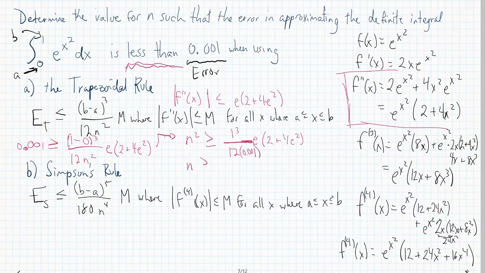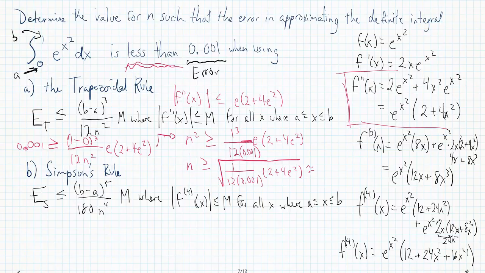So now, if you do have questions, please let me know on that. I'll fix that real quick for you. So notice this means n squared, since we're dealing with positive numbers, is greater than or equal to 1 divided by 12, and then times that 0.001 in the denominator, and then we have 2 plus 4e squared. Okay. And so now we can take a square root and see what this is approximately.